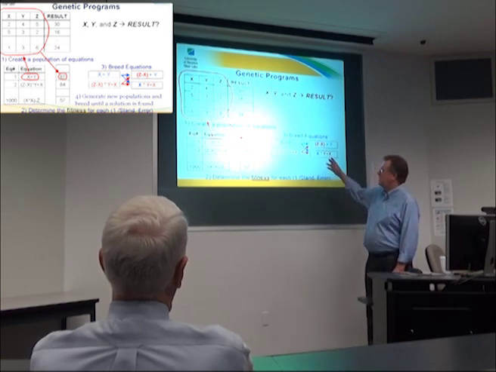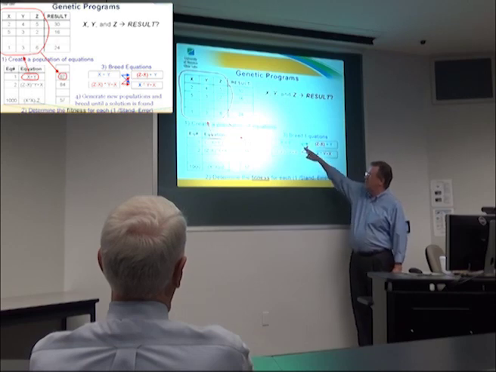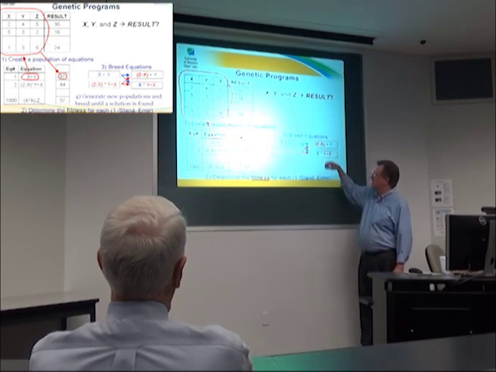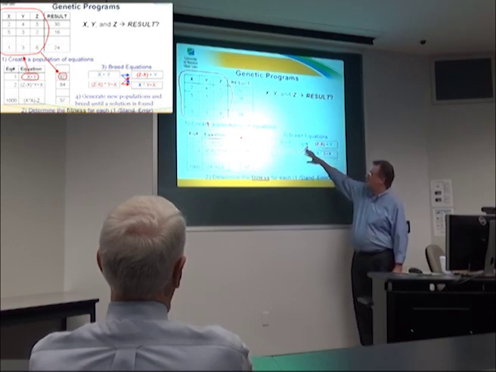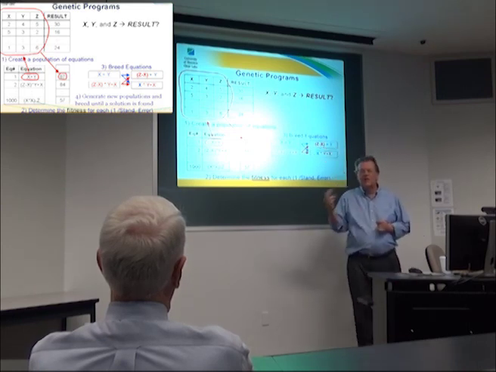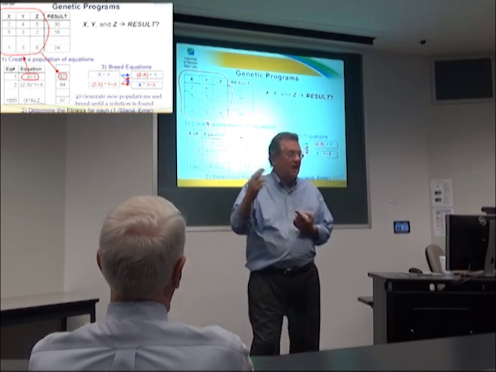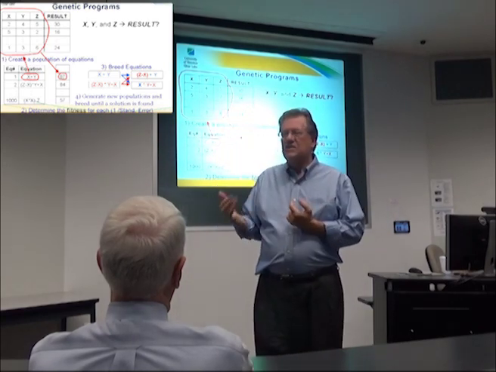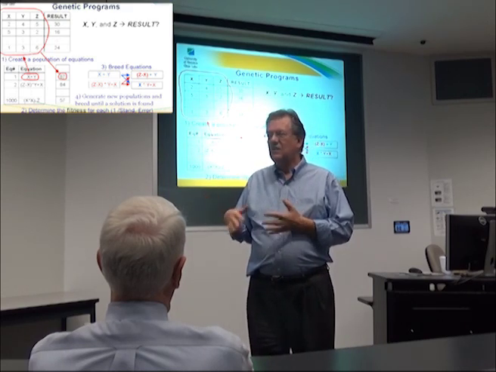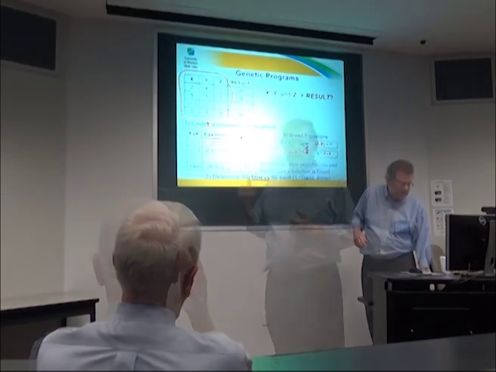Finally, we do some breeding of the equations, and so I chose the first two equations. I color-coded this one blue and this one red, and then we swap part of one with the other. We generate brand new equations, and we go through this process. We might go through 50 generations. Or we say if we get a fitness value of 99% or higher, we stop. So that might be the criteria.